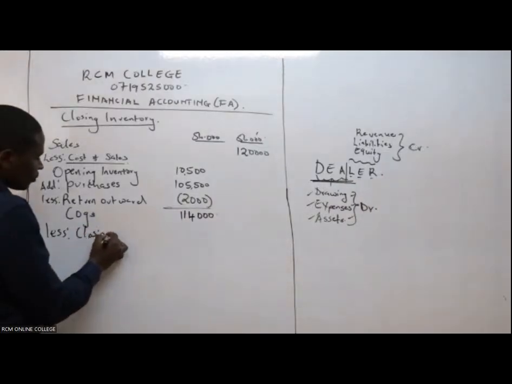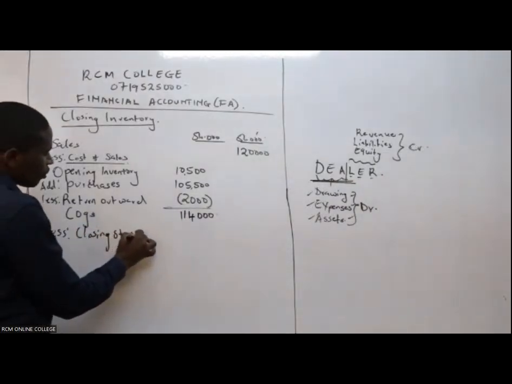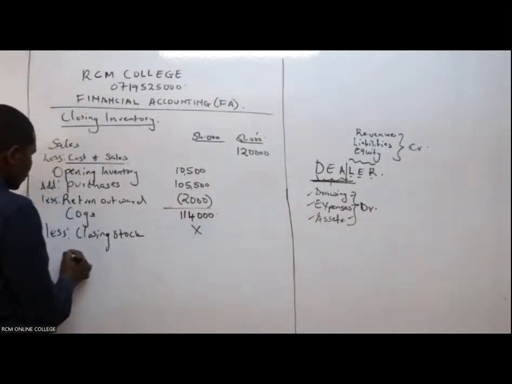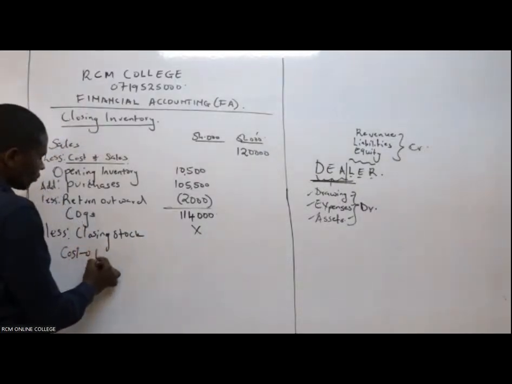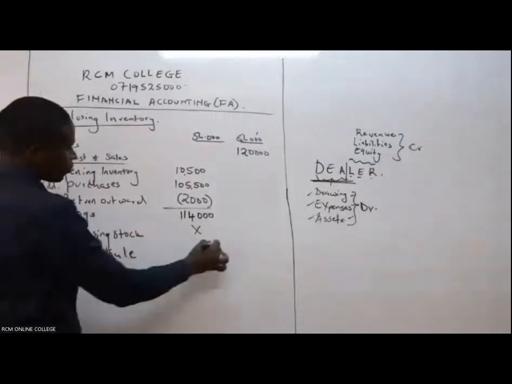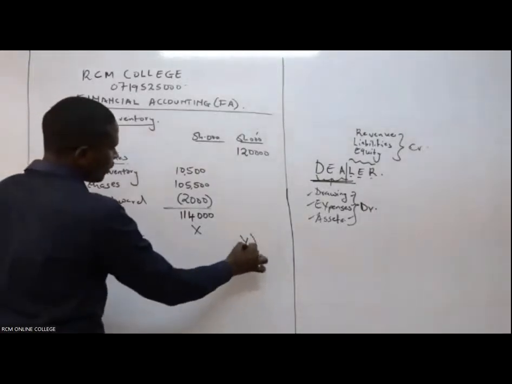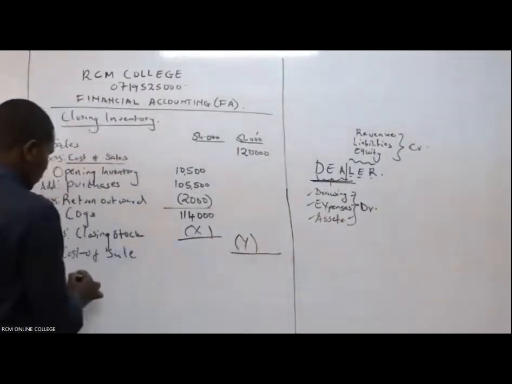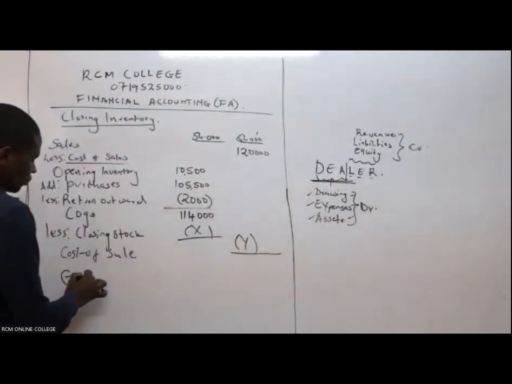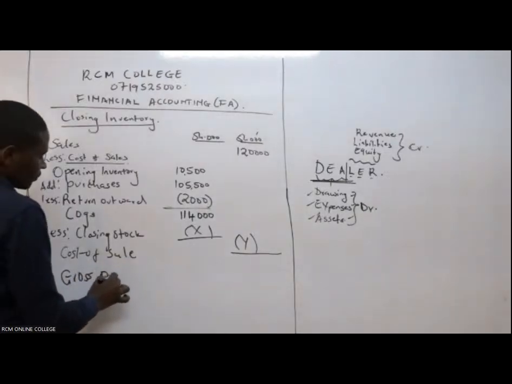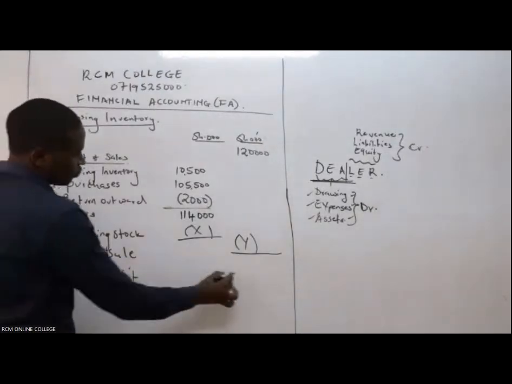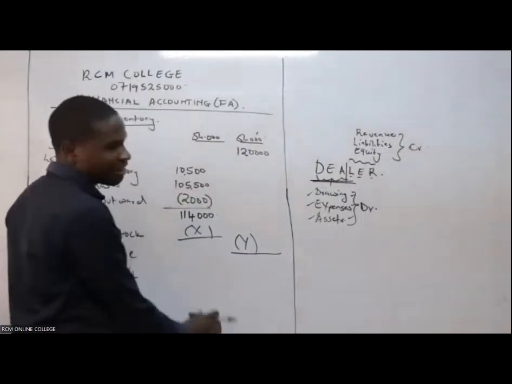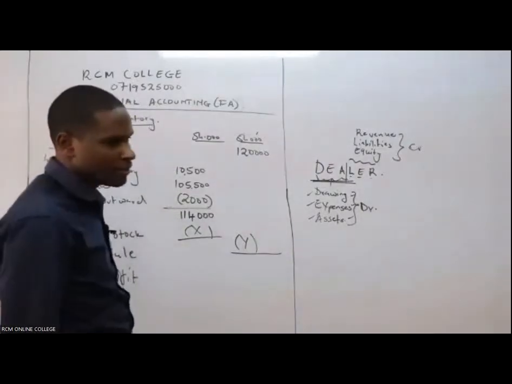So that we're able to get what? We are able to get our cost of sale. We get our closing stock so that we're able to get our cost of sale, and then we raise our cost of sale there. We get our gross profit. I want you to have this. We shall get our gross profit here, and it will be very nice for us.